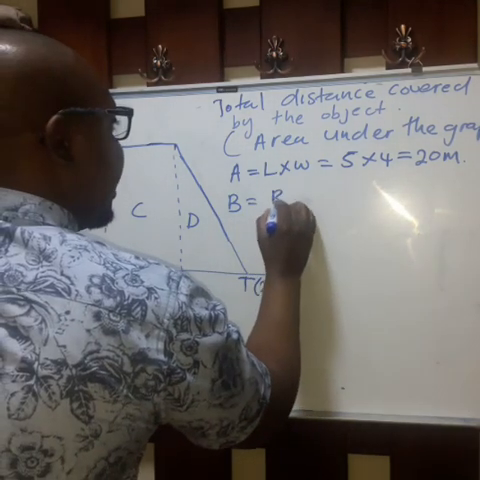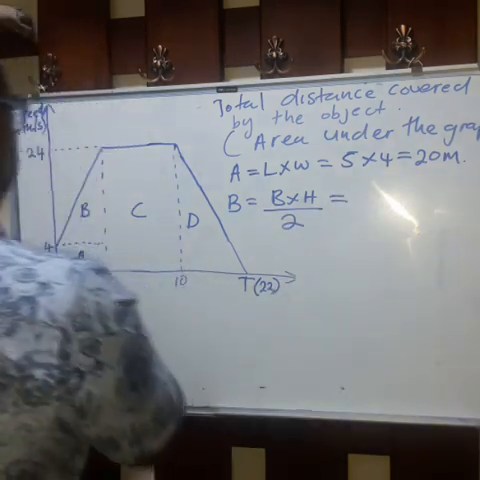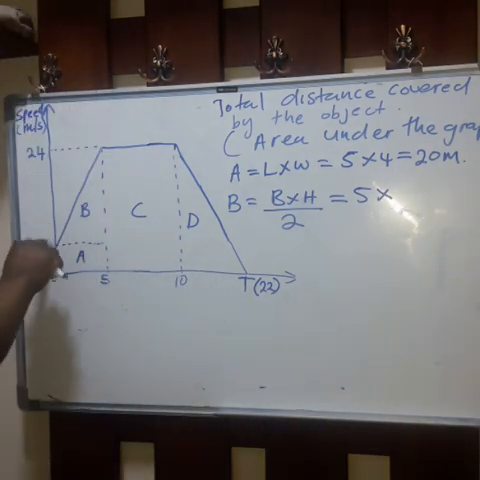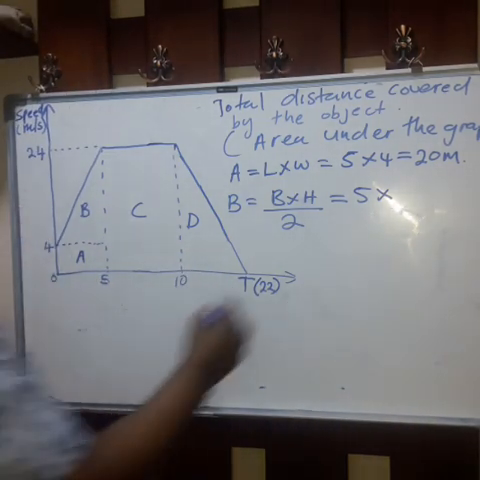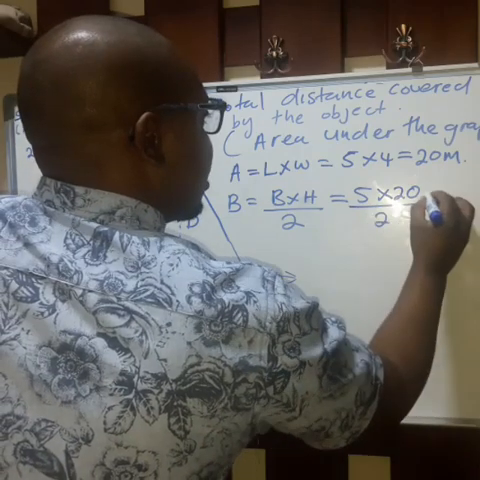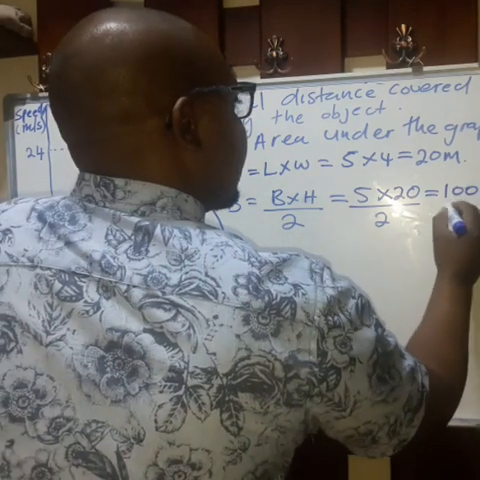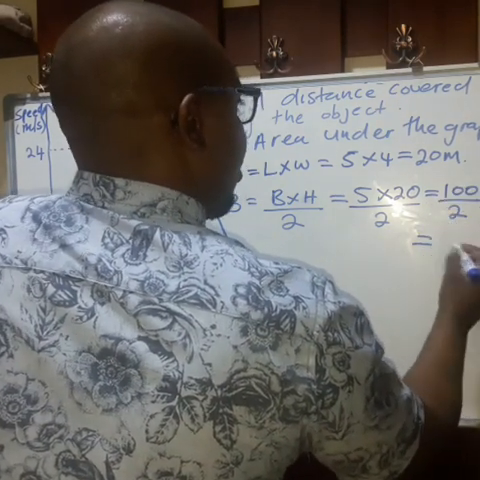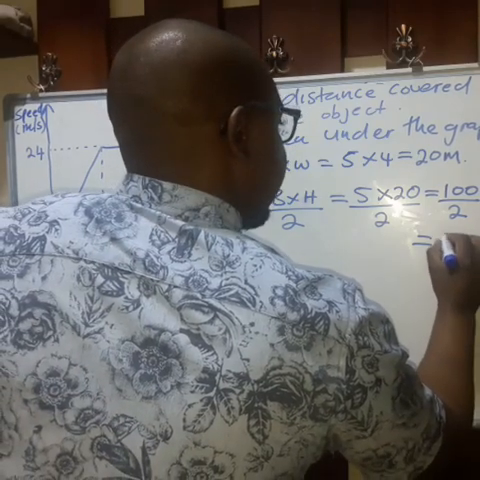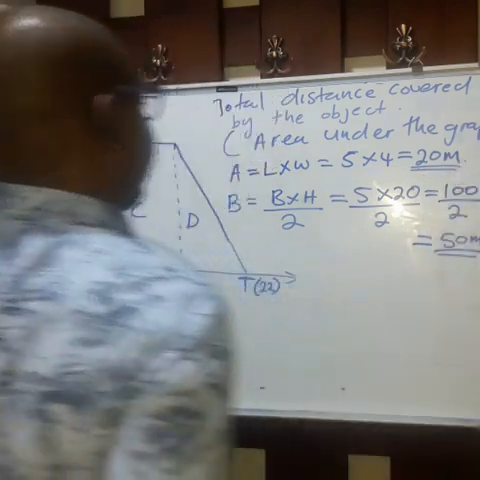For B, we are using a triangle because we see that B is a triangle. The area is base times height divided by 2. My base is 5. My height here, from here to there, 24 minus 4, my height is 20, right? Over 2. So if I do some calculations, the top part becomes 100, the bottom part is 2. So here the distance is 50 meters.